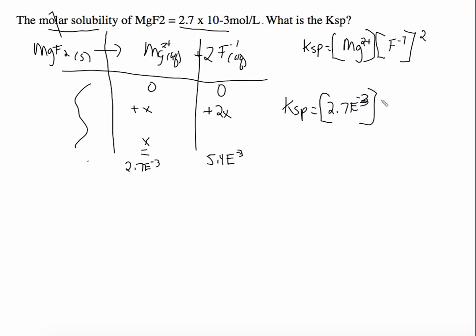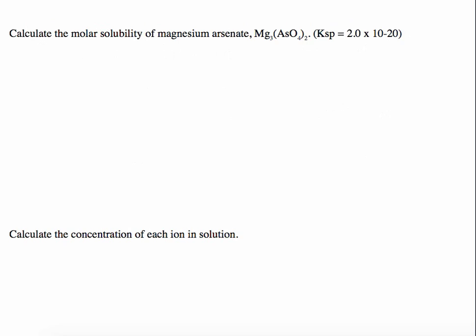So 2.7 e to the -3, and then we're going to take 5.4 e to the -3 and square that. And so we get the Ksp equals around 7.9 e to the -8.